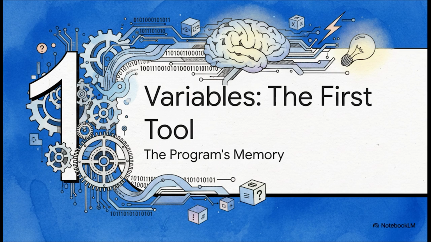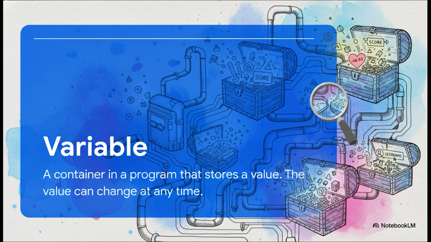The best way to think of it? It's literally the program's memory. It's the place it tucks away all the important information it needs to keep track of. So what is it really? Well, in simple terms, a variable is just a named container that holds a piece of information. But here's the crucial part. The value inside that container can change. Think about it. Your score goes up, your health points drop, your character's name gets updated. All of that is handled by variables.